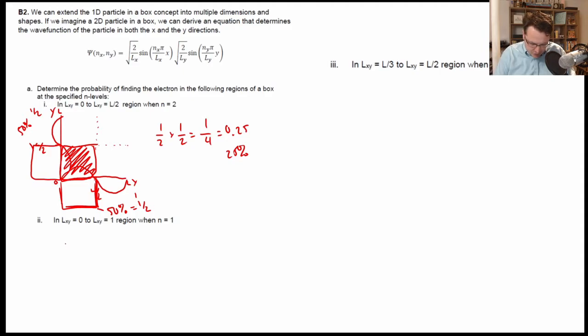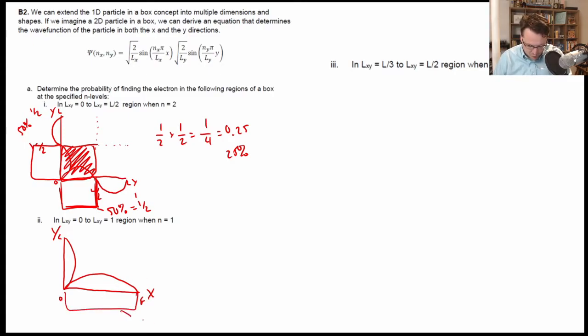So the next thing, we can do another one. If I draw it out, this is the X, this is the Y, L, 0. So now we're going from 0 to the 1 point, which is right here, or to L, and n is equal to 1. If we look at it, it looks like this, and then this one would look like that right there. But because we're looking at this whole region, that's going to be 100% of the time you're going to find the electron in that region.